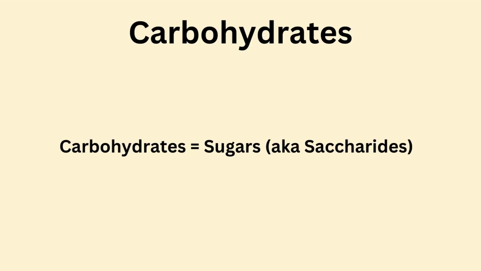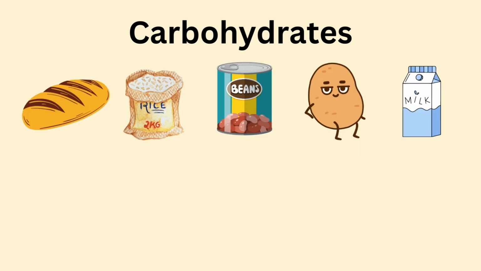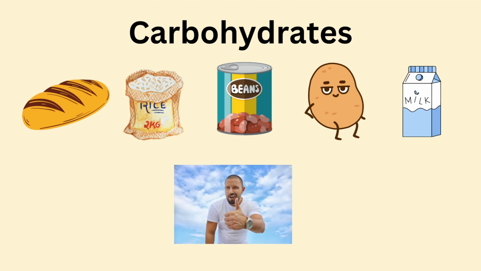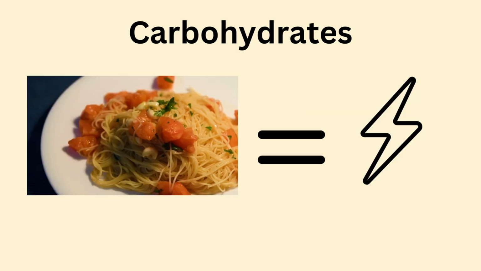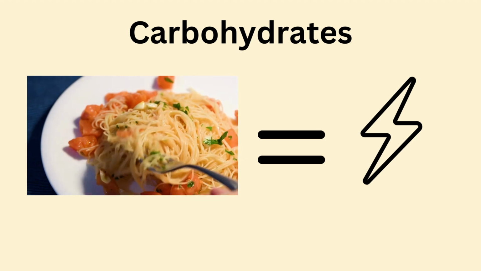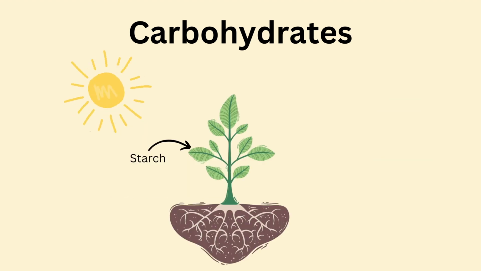Carbohydrates are sugars or saccharides. So you'll hear me use the words sugar and carbohydrates interchangeably. They are found in bread, rice, beans, milk, potatoes, and other foods. Although carbs have a bad rap for making us gain weight, they are actually good for us because they provide us with energy. In fact, athletes will sometimes load up on carbs before a race so they have lots of energy. Plants also use carbohydrates for energy.